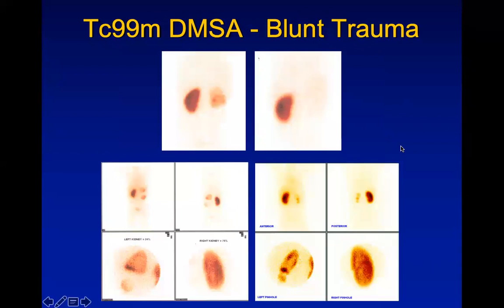In a blunt trauma abdomen, like in these patients, you can see there is loss of cortical mass in the left kidney here. Later on, the kidney thinned out. So we can use the DMSA to identify functional mass or a deterioration in the functional mass.